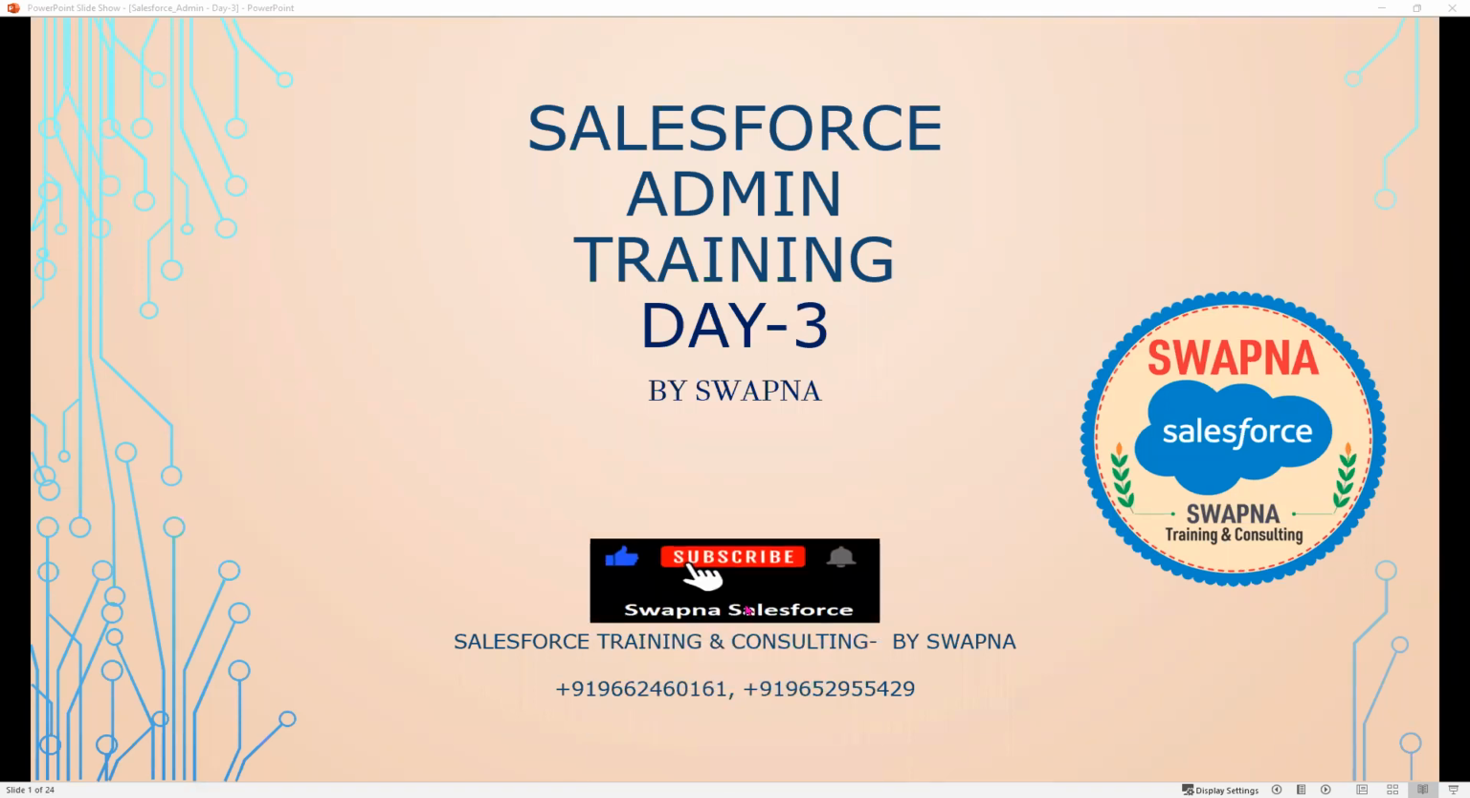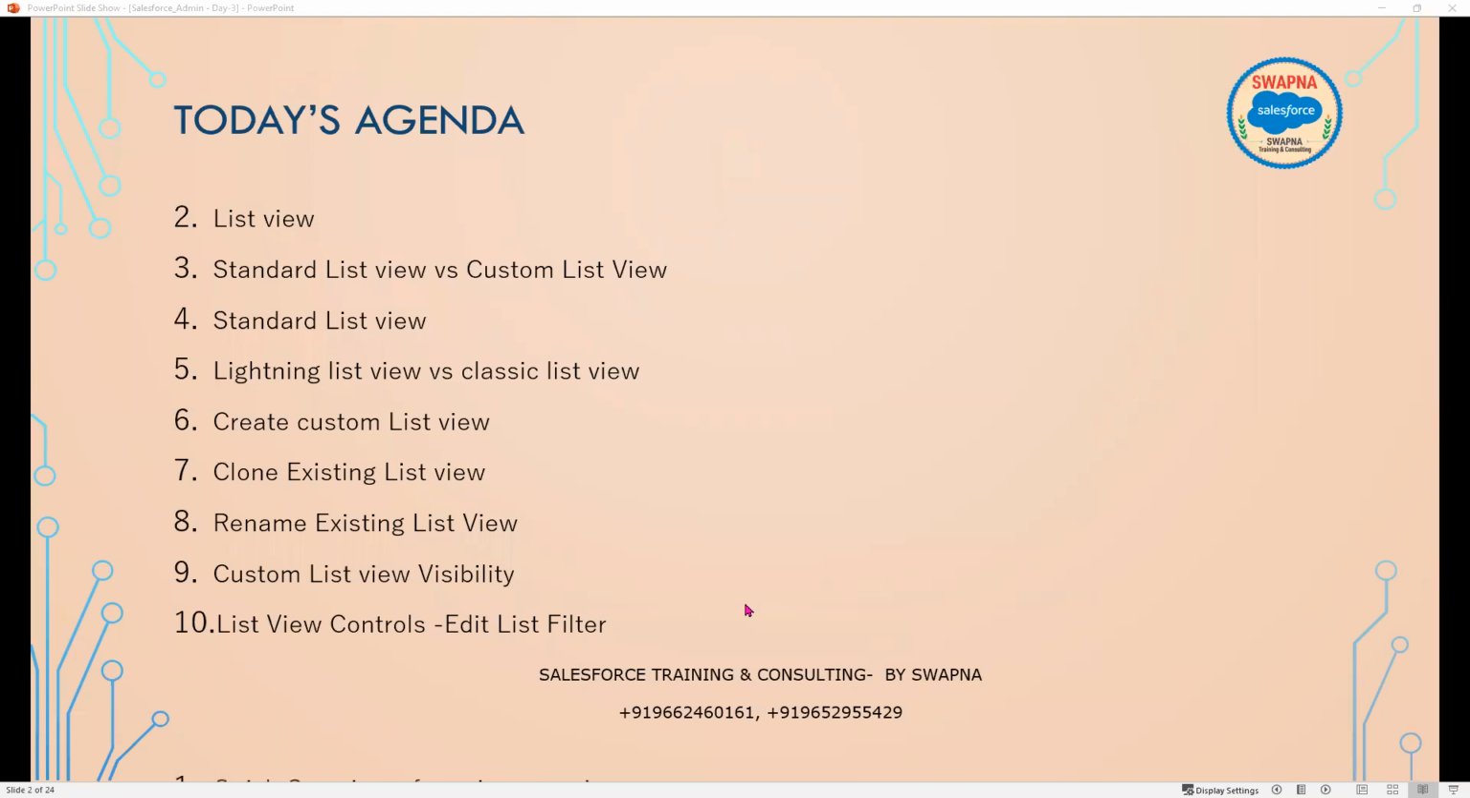Today, what are we going to learn? We'll have a quick overview of the previous session, and then we'll talk about the list view. What are list views? In list views, we have standard list views versus custom list views. What are the differences between the standard list view and the custom list view? We will also see the lightning list view versus the classic list view. What is the difference between lightning and classic?